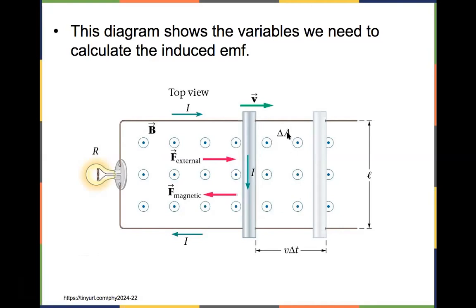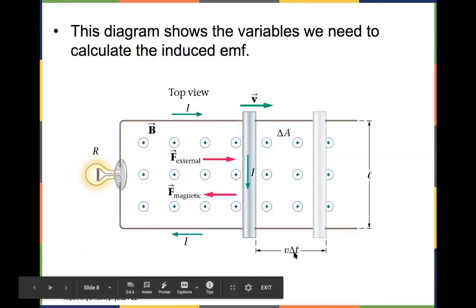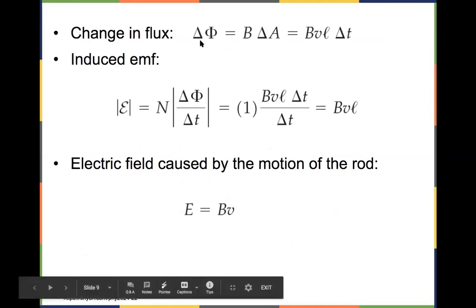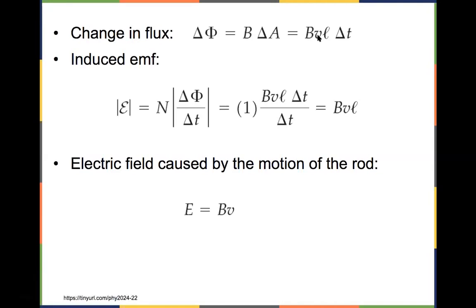This is the amount of delta A. Delta A will be equal to V delta T. Now the B field is not changing, so the change in flux should be B times V times delta T. This is the change in flux, equal to B times delta A. So that should be equal to B times V times L times delta T. Sorry, I was missing an L, but it should be B times delta A. Delta A should be equal to V delta T, which gives you delta X times L. So this is delta phi.